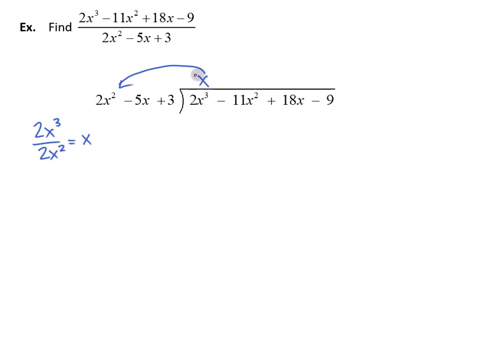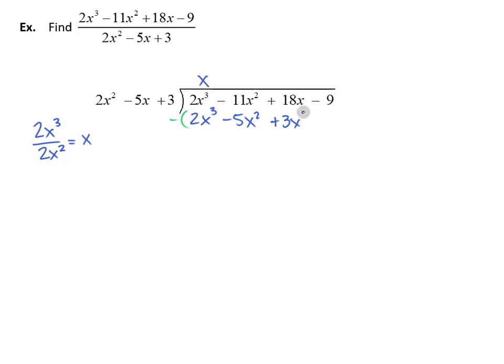Now when I go to distribute, though, we do have to distribute to 3 terms. So x times 2x squared makes 2x to the third. X times -5 is -5x squared. Again, we're lining these up. And x times +3 is +3x. And again, line that up.